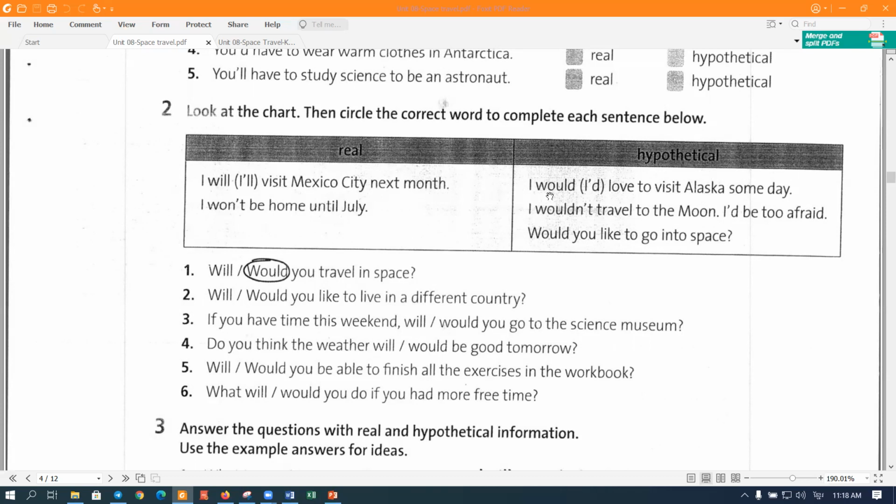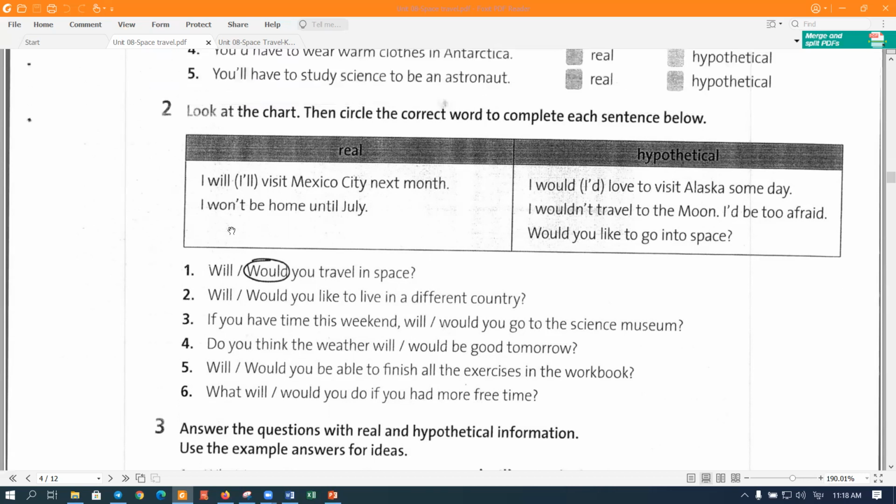Hypothetical. I would love to visit Alaska someday. I wouldn't travel to the moon. I'd be too afraid. Would you like to go into space? Something like this. When you say would, it means it is hypothetical, or we call impossible to do.